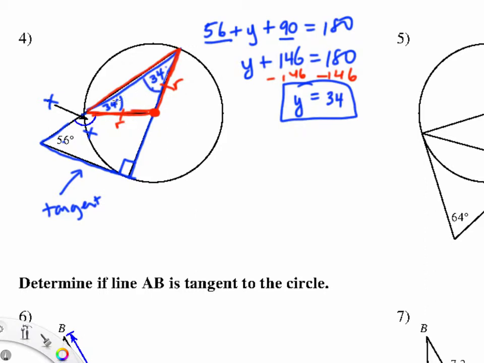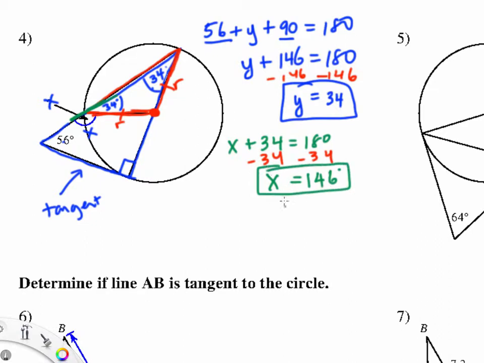So 34. If this is 34, x is going to be, if you look carefully, this makes a straight line. So x plus 34 must equal a straight angle, or 180. So x plus 34 equals 180, right? Just subtract 34 from both sides. We get x equals 180 minus 34. 80 minus 30 is 50, 50 minus 4 is 46. So x equals 146 degrees.